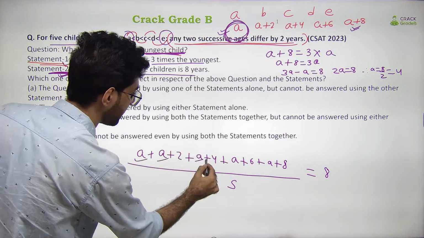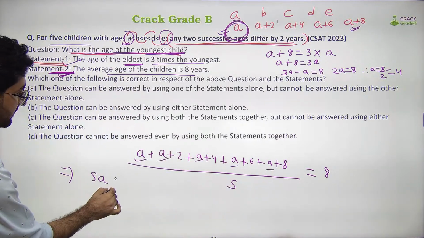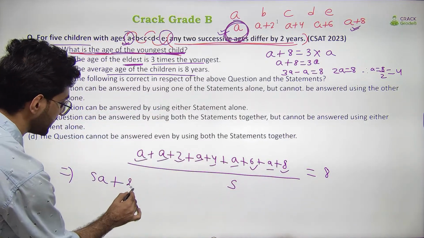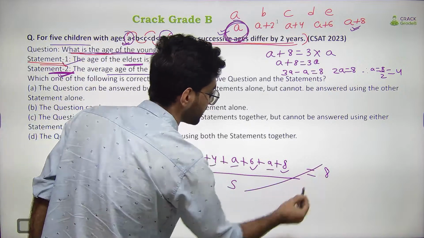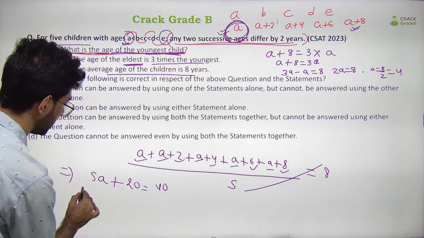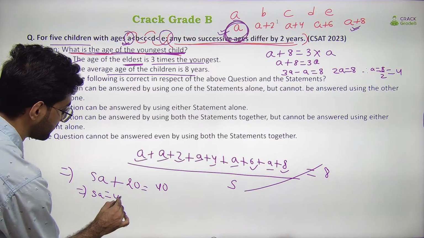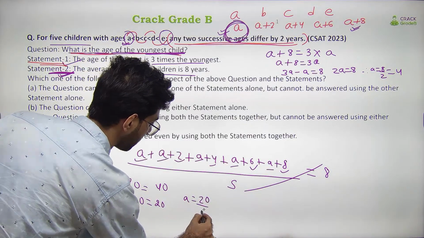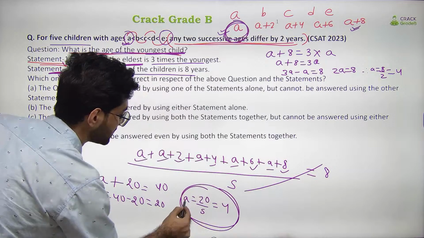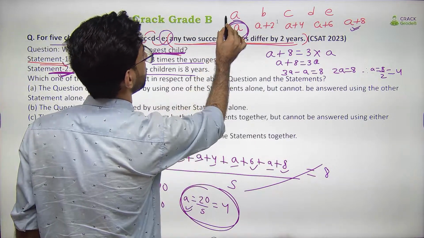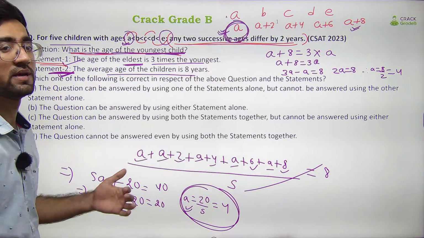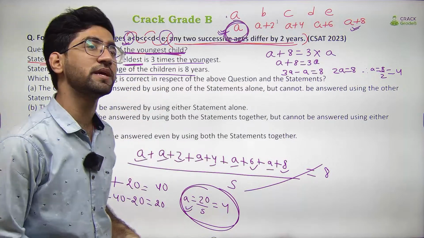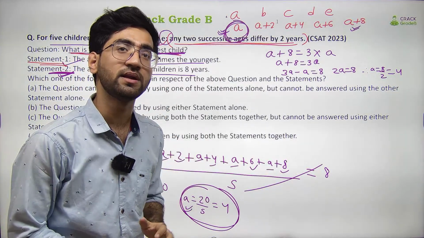See, there are 5A. So basically, 5A, 2 plus 4 is 6, 6 plus 6 is 12, plus 8 is 20, so 5A plus 20, cross multiplication. So 5 into 8 is equal to 40. So 5A equal to 40 minus 20, that is equal to 20. So A equal to 20 by 5, that is equal to 4. And what is A? A is the age of the youngest one. So it means that you are able to answer the age of the youngest child by using statement 2 alone.